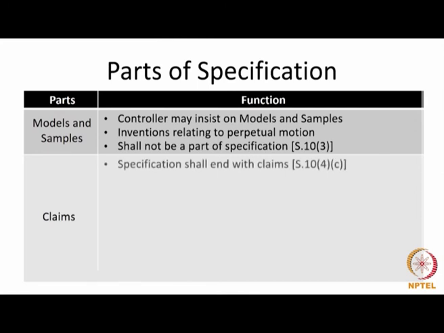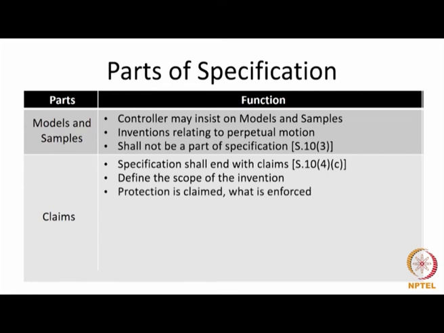Claims. The specification shall end with the claims. As we said, the concluding part of the patent specification is the claim. They define the scope of the invention, the protection is claimed for what is in the claim, and that is what can be enforced.